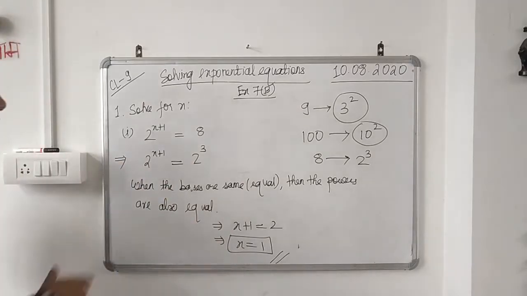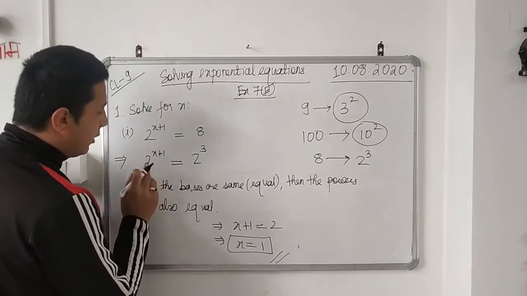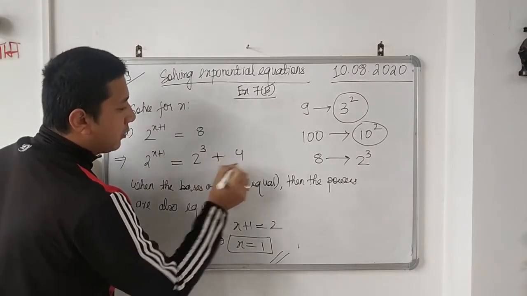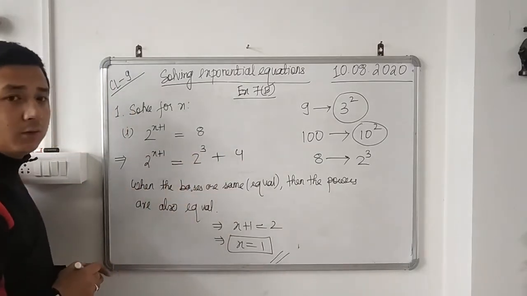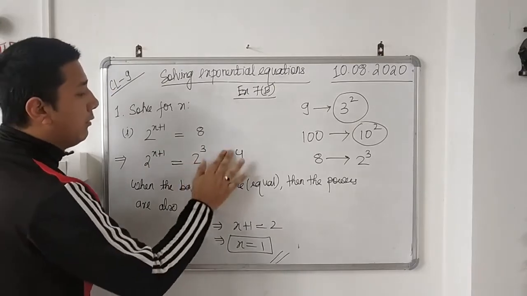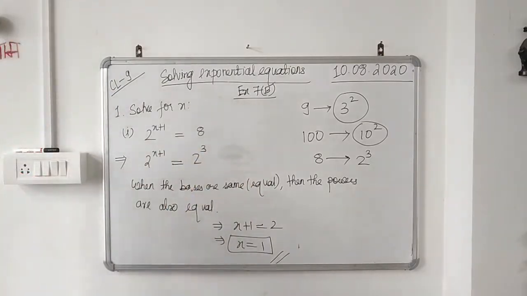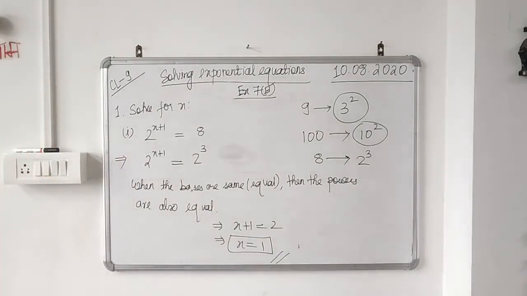The moment the bases are equal, the powers are also equal. But remember that there has to be only one base, one base. This is not true: 2 to the power x plus 1 is equal to 2 to the power 3 plus 4. In this case, I cannot write x plus 1 is equal to 3. Okay, it is only true when both the sides contain only one single base. We'll discuss it further. Okay, so pause the video and note it down.